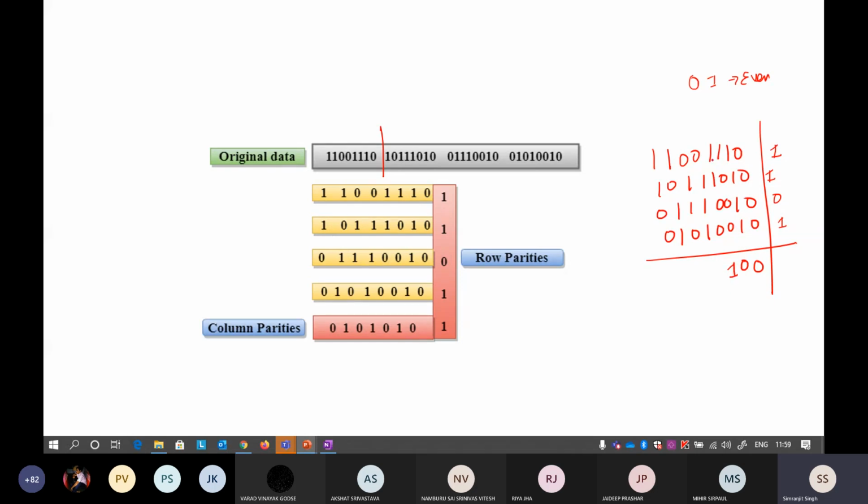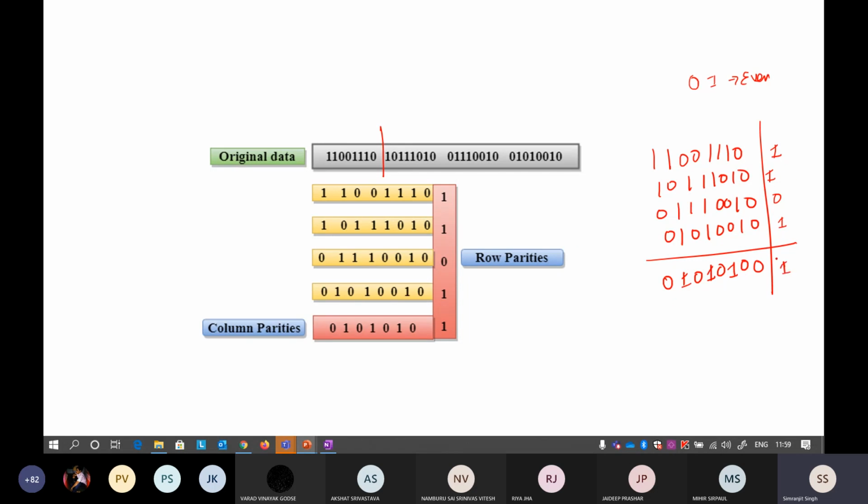Okay, so this is third. 2 ones, do not need to add it. 3 ones, you have to add it. 2 ones, you do not need to add it. 3 ones, you have to add it. And 1 2, there are 2 ones here, you do not need to add it. Okay, so calculate the parity of this as well. So it will be 3 ones, you have to add it.